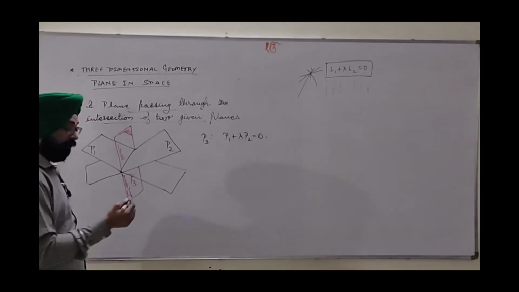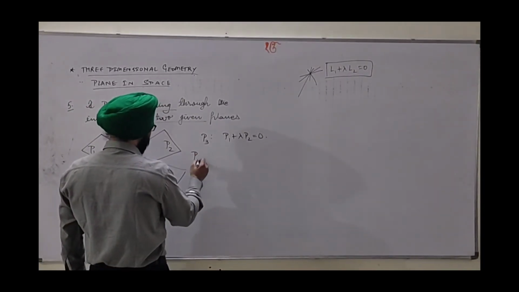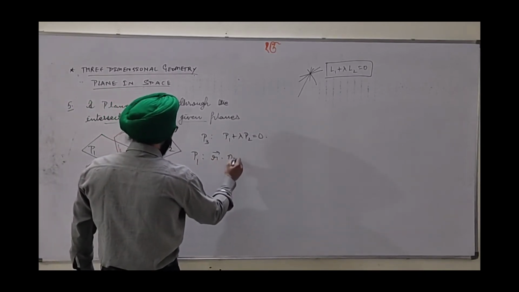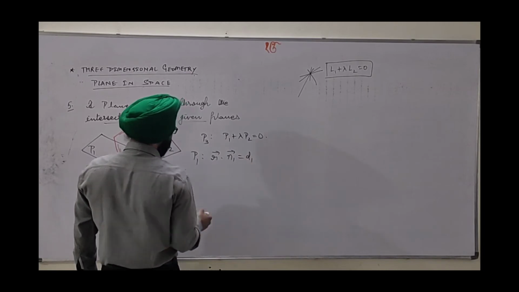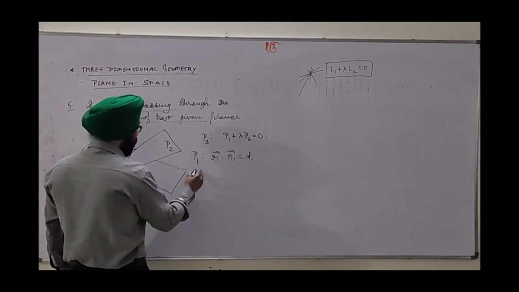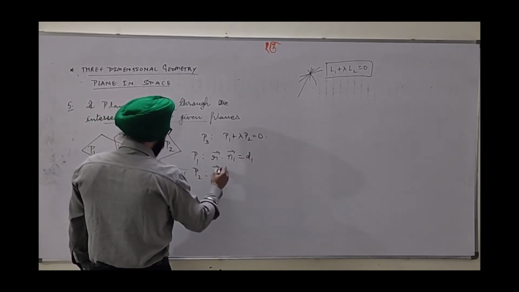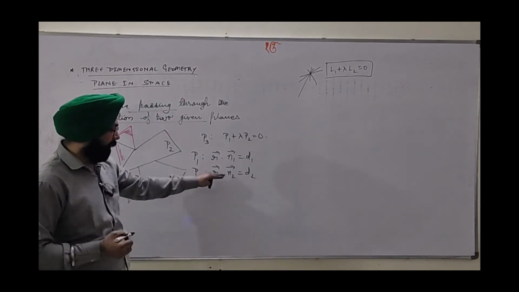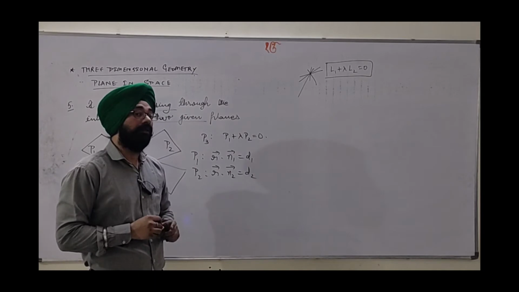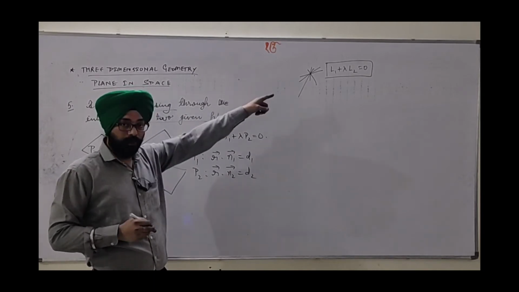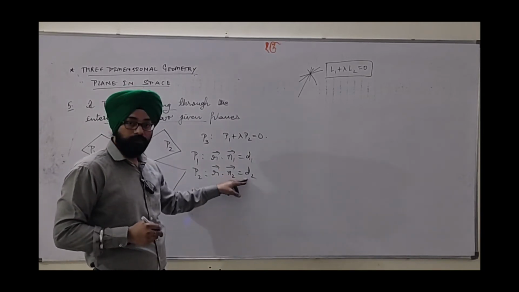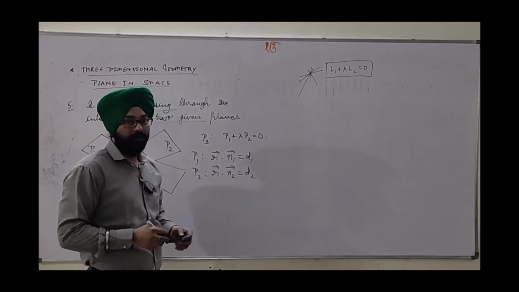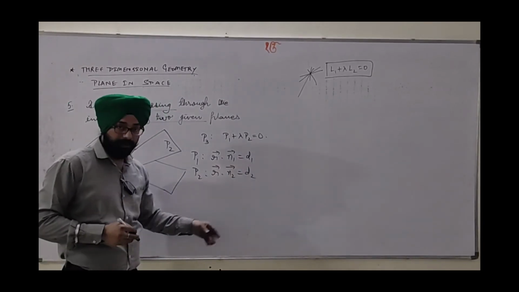First of all, we need to see its vector form. If I consider P1 is r dot N1 equal to D1, N1 vector, D1 constant. P2 is given by r vector dot N2 vector equal to D2, and N1 and N2, what are they? They are the vectors along the normal. D1, D2, they are also the distances, the constants. We are obtaining them from the planes only.